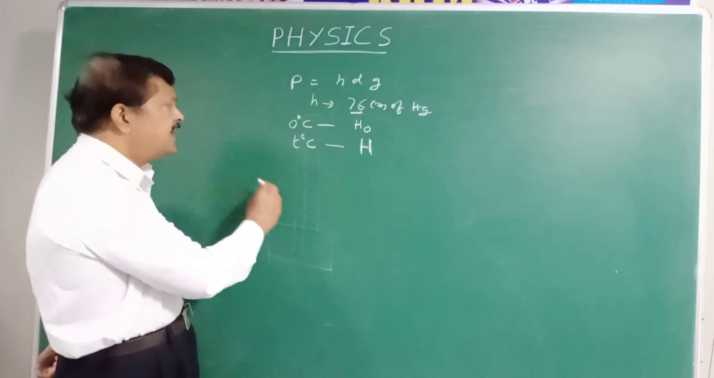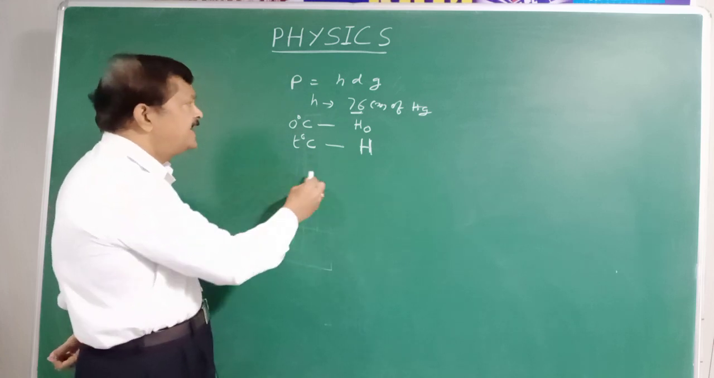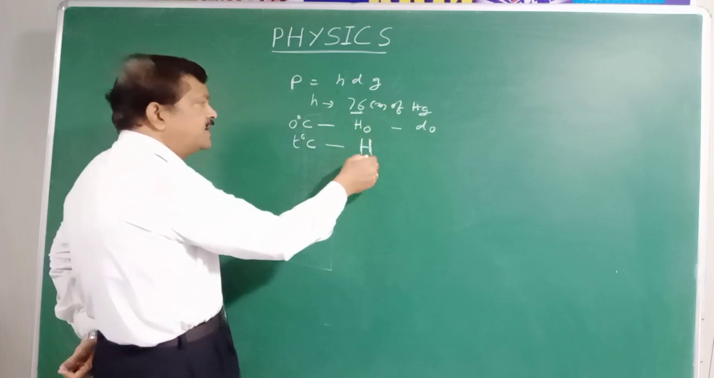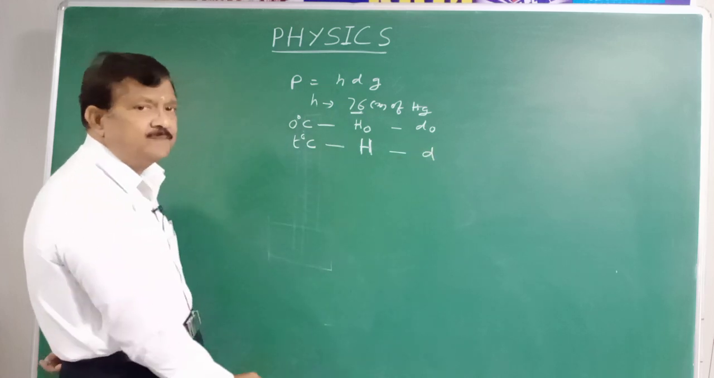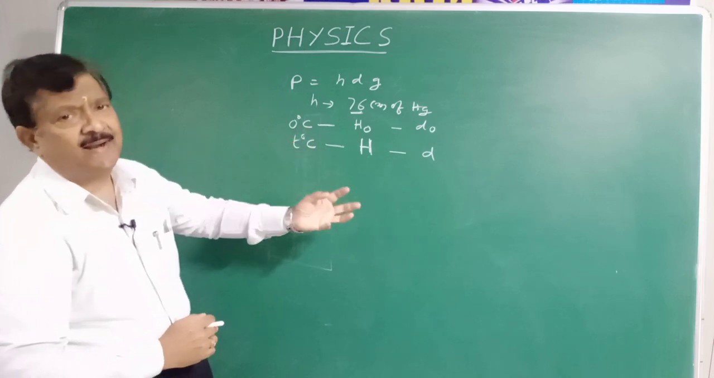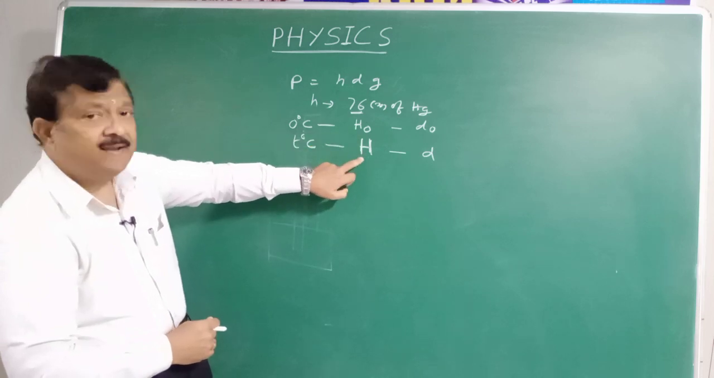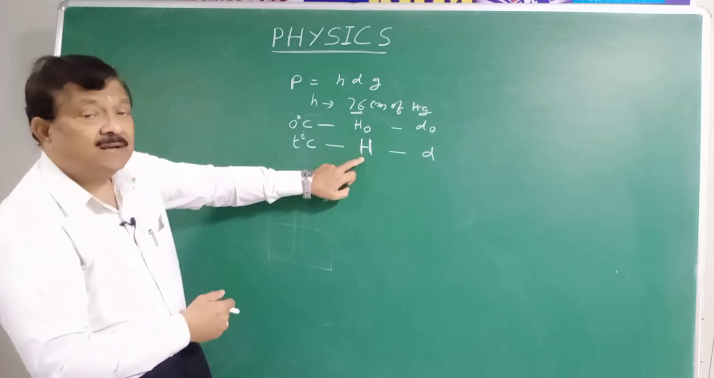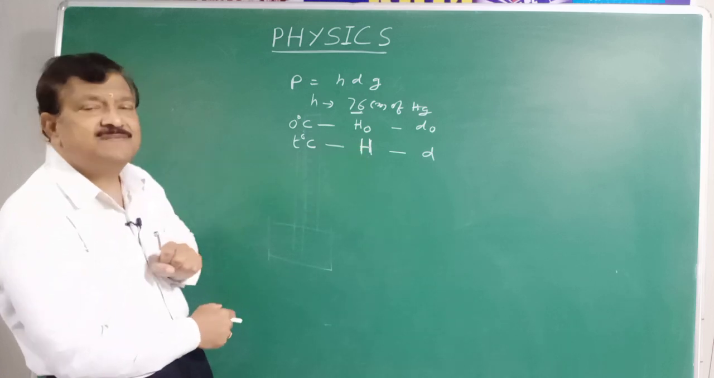And now, considering the expansion of the mercury, because mercury also expands with the increase of temperature, let the density of mercury at 0 degrees centigrade be D0, and corresponding to this higher temperature T degrees centigrade, let the density of mercury be D. Density is also changing. Now how to get the actual reading? Because H0 is correct, but we are measuring the reading at the higher temperature, that is the value of H. This is not the correct reading, because we are measuring on the scale which is expanding, as H.